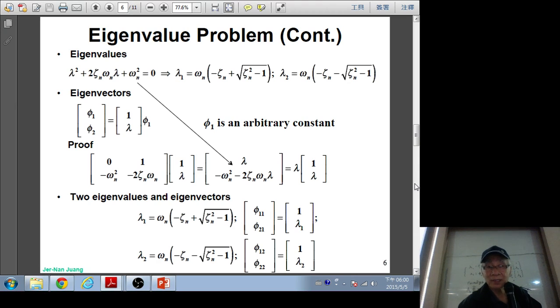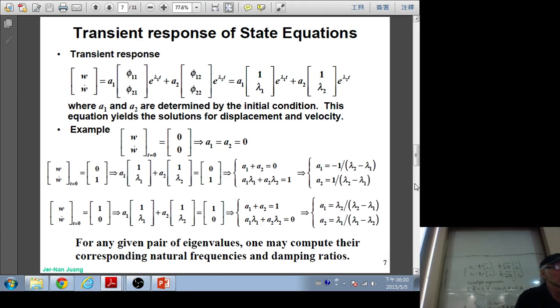Okay, now the next page shows you the solution for what we call the transient response. The transient response means the response with no force, which means your homogeneous equations. So you look at this: W and W dot equal A1, that's a constant, times your eigenvector of lambda 1 times exponential lambda 1 t, plus A2, that's another constant, times your eigenvector times exponential of your eigenvalue. So that means A1, 1 lambda 1, e to the lambda 1 t, plus A2, 1 lambda 2, e to the lambda 2 t.